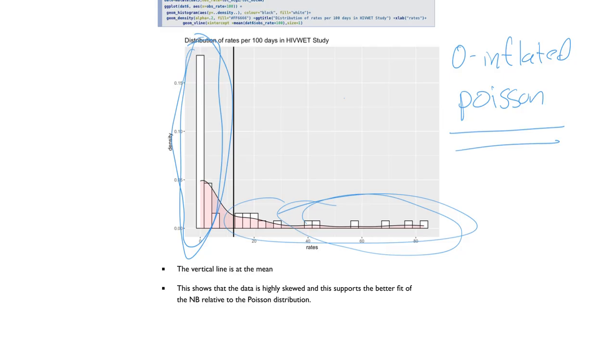So that assumes that your population is a mix of people who have a structural 0, meaning they can't have an event. Let's say you're counting asthma attacks, and some people don't have asthma, right? And you don't know who's who. So you assume there's some portion of the population which can't have an event, those are structural 0s. And then you have the other part of the population that has the probability of a 0, 1, 2, 3, and 4. So it's another kind of mixture model called the zero-inflated Poisson.